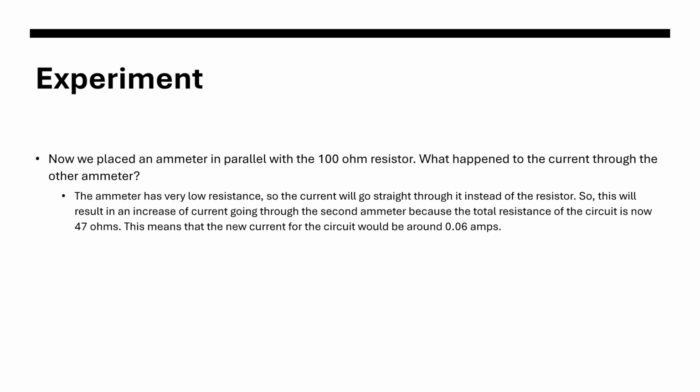Now we place an ammeter in parallel with the 100 ohm resistor. What happens to the current through the other ammeter? The ammeter has very low resistance, so the current will go straight through it instead of the resistor. So this will increase the current going through the circuit and the second ammeter because the total resistance of the circuit is now 47 ohms. This means that the new current for the circuit would be around 0.06 amps.